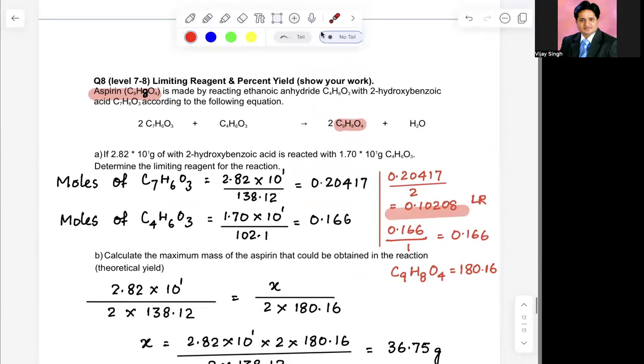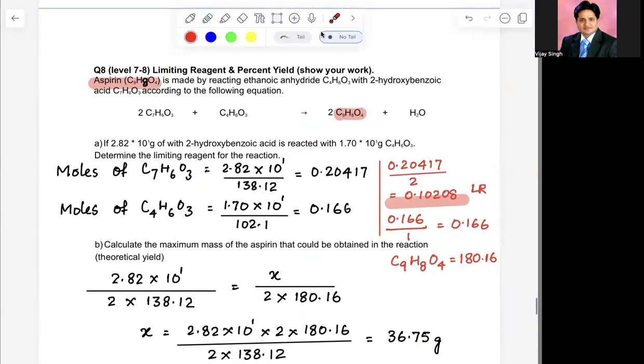All right, let's look at question 8, which is a level 7-8 question. Again, it is limiting reagent and percentage yield. So you have aspirin, which is made by reacting C4H6O3 with C7H6O3, and you are given the equation. The equation is balanced, so the balanced equation is given.